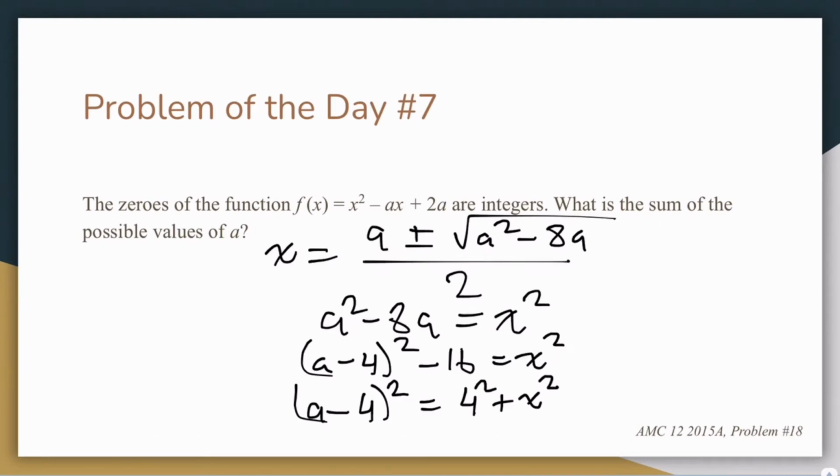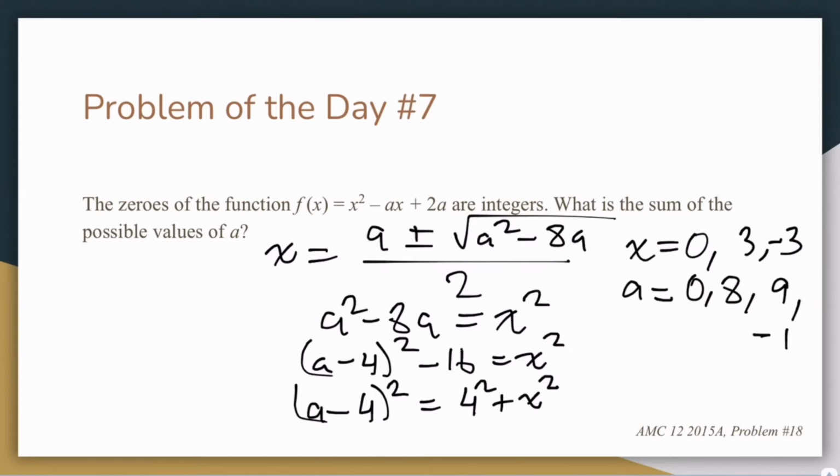So the only possible values of x that make it a square are x equals 0, and then 3 or negative 3. And respectively, a is then equal to 0, 8, 9, and negative 1. So 0, 8 are for 0, and then 9, negative 1 are for the 3 and negative 3. So the sum of these values is equal to 16, which is just our answer.